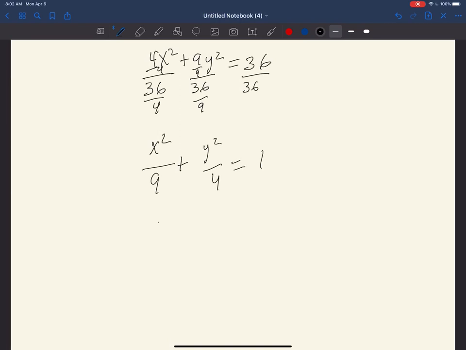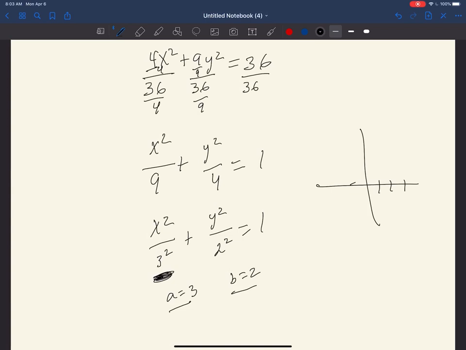We are almost done. All we have to do is rewrite 9 as 3 squared and rewrite 4 as 2 squared. We notice that a is equal to 3 and b is equal to 2. Again, a is always the larger number, b is going to be the smaller one. So now we know that our ellipse is going to go horizontally.